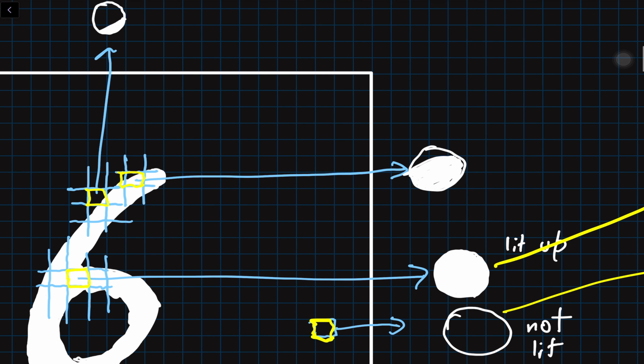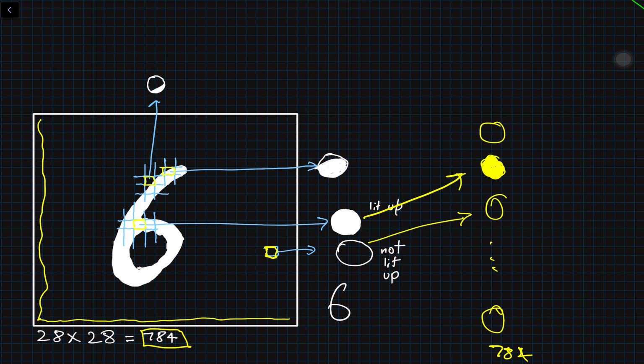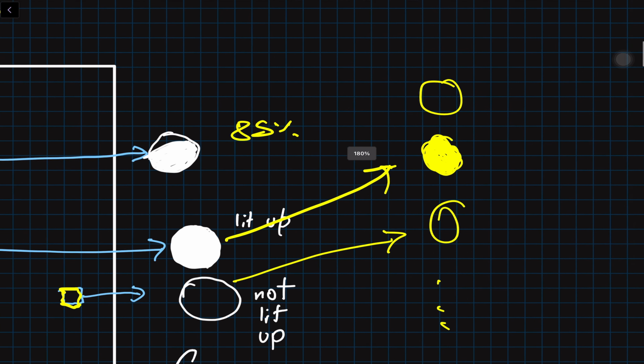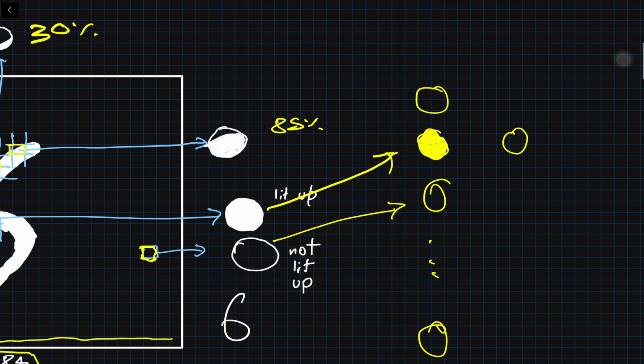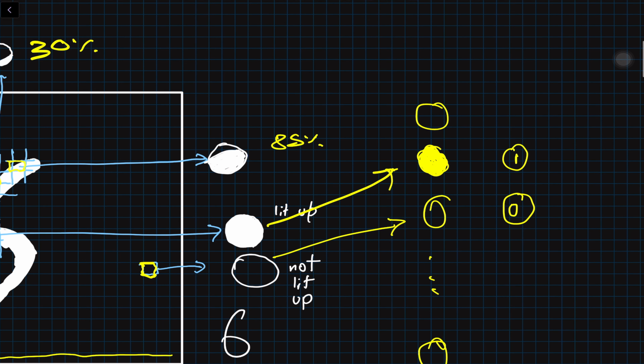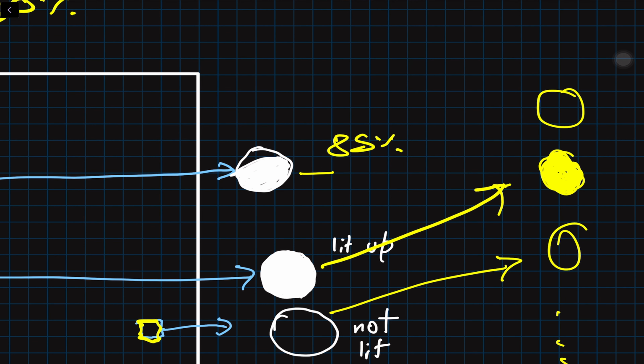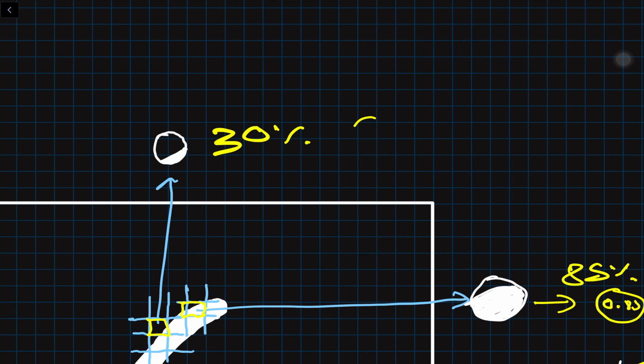To represent these, we can say this is 85% filled, right? And for this, we can say it's 30% filled. To represent that, we can say all the nodes which are fully lit up are 1, okay? And which are not lit up are 0. So what would this node look like in our network? It will look like 0.85. And similarly, this node will look like 0.3.